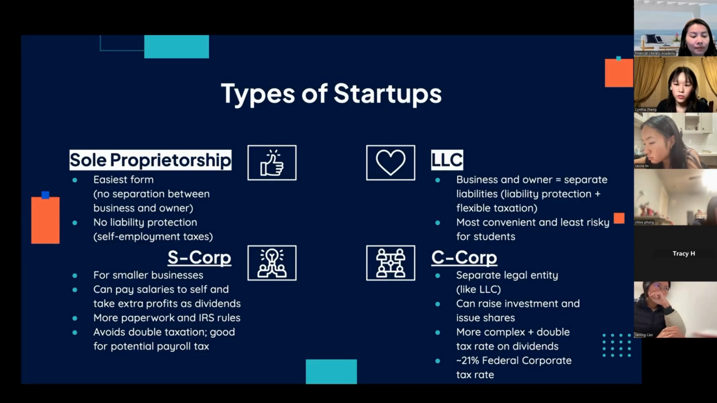It could be for a partnership or a sole business. And then next up is S corp. It is more complex, and it is more for smaller businesses. You can pay a salary to yourself, and the extra profits can be used as dividends to give to yourself, and dividends are also taxed less. It does require more paperwork and have more IRS rules in the process, however, and it avoids double taxation, which is good for potential payroll tax and helps you save money.